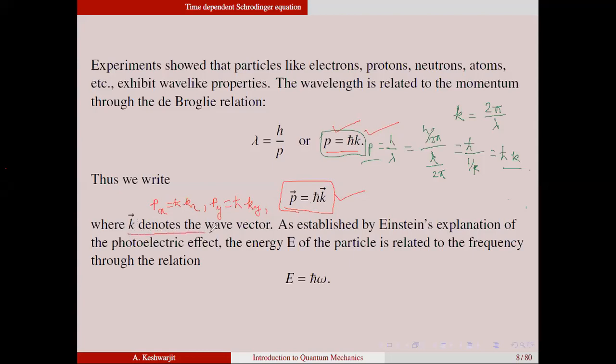And what is k here? k denotes the wave vector. Now in three dimensions, what is the relation between k vector and lambda? In one dimension, k equal to twice pi by lambda. But in three dimensions, what is the relation between k and lambda?